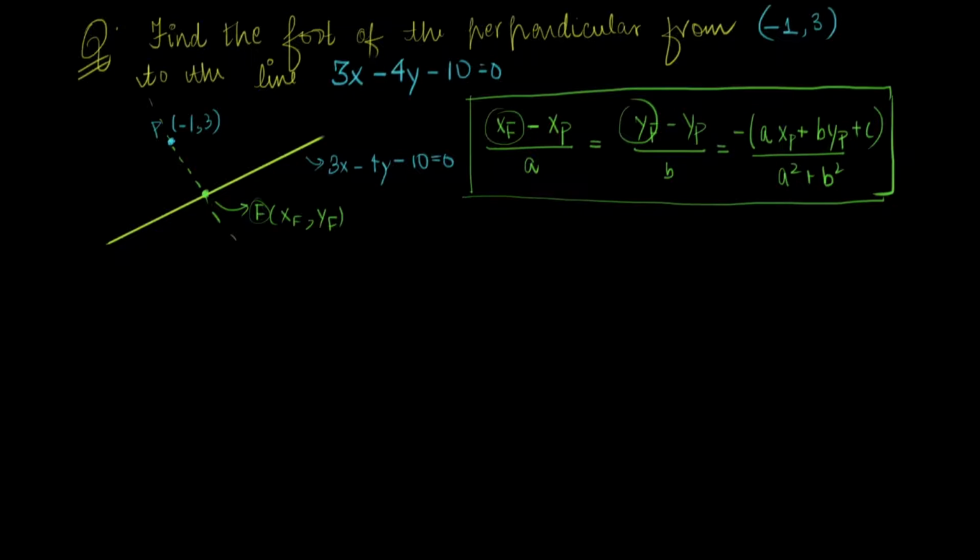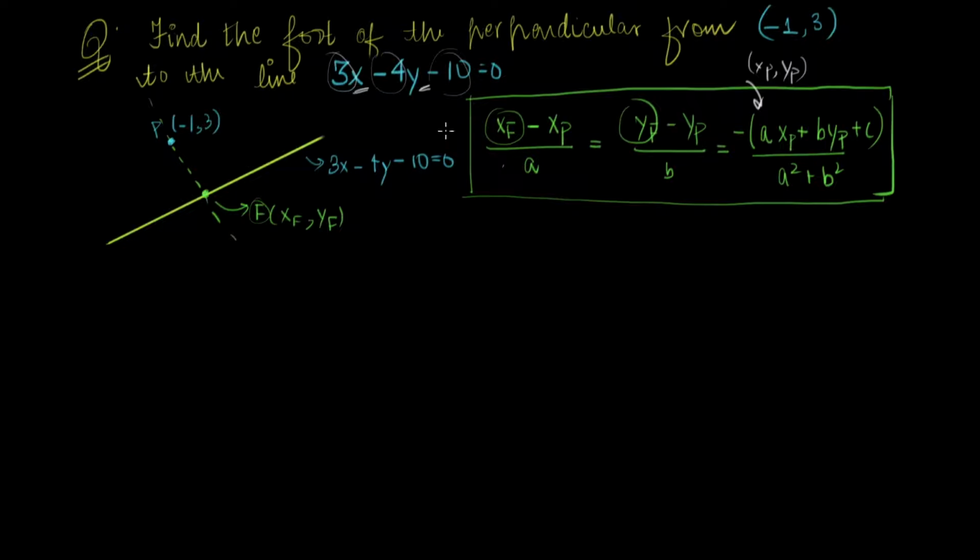A couple of things to note here. First of all, if you look at this part of the equation right here, this is nothing but the equation of the line with x_p and y_p substituted, rather than the normal variables x and y. Usually we write the equation as ax + by + c = 0, where a is 3 here, b is -4, and c is -10.